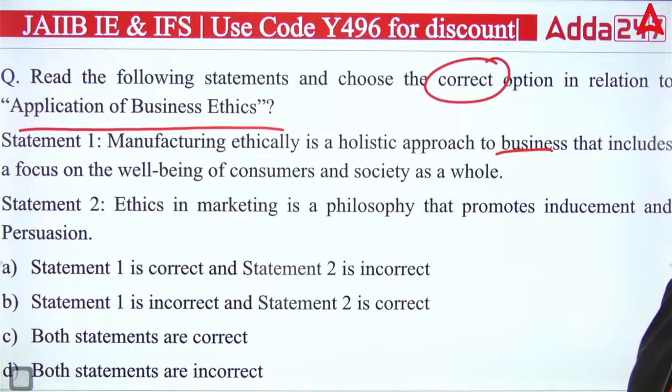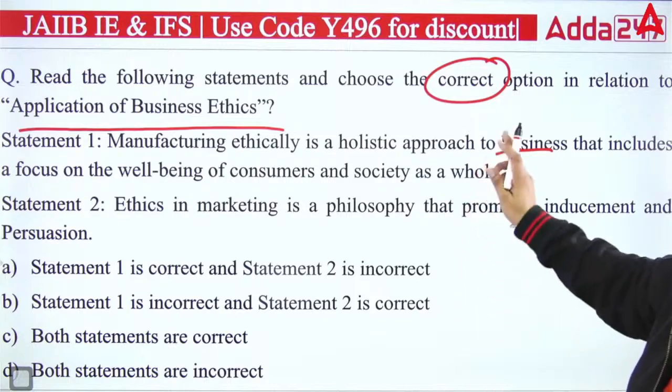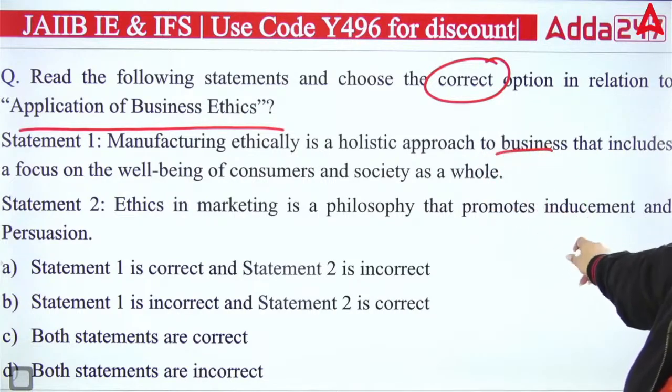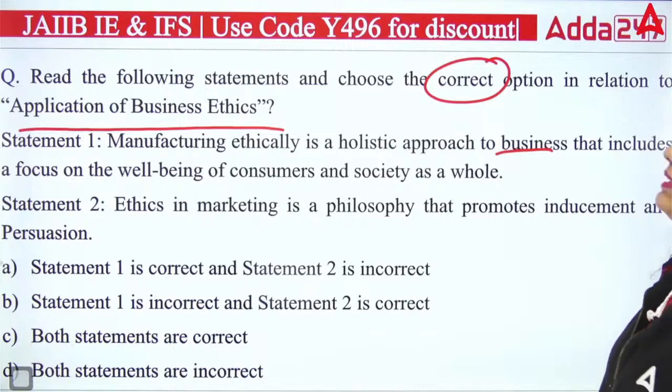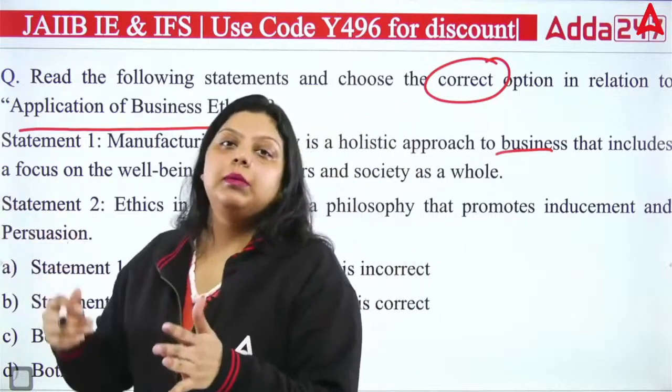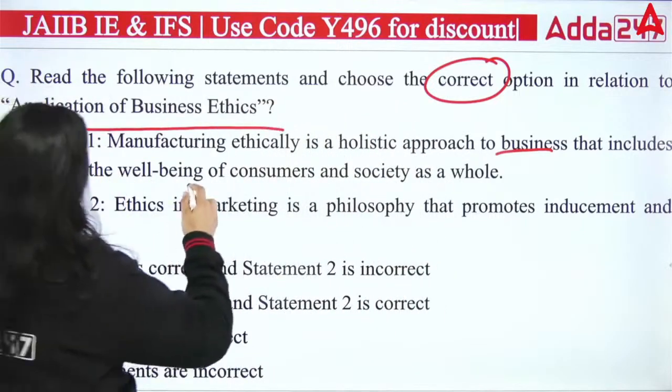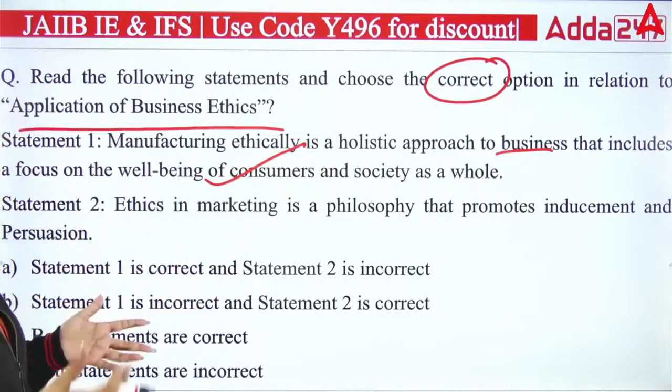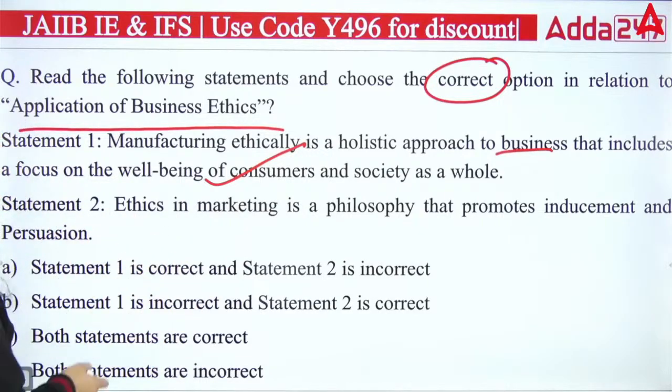When you talk about ethics, ethics is simply a moral principle. It is a set of moral principles which lets you know what should be done and what the right thing to do is, which will be good for the maximum number of people and for society. So when we talk about the application of business ethics, it tells you what should be done to make it correct for the maximum number of people in society. So here the first statement is very true, that you are talking about the well-being of consumers and society as a whole, but the second is not true.